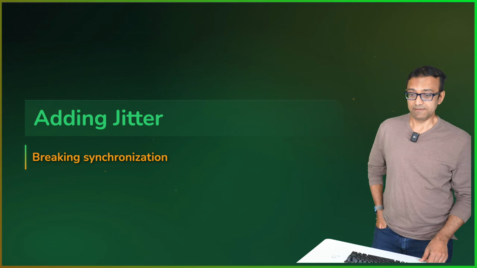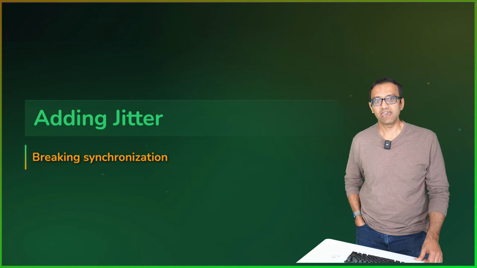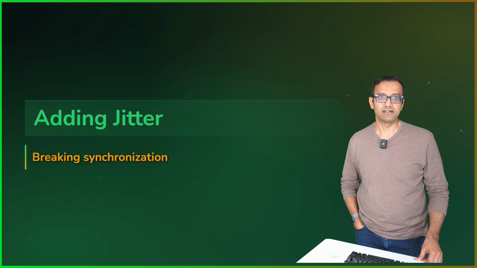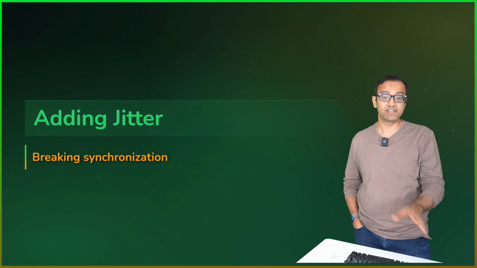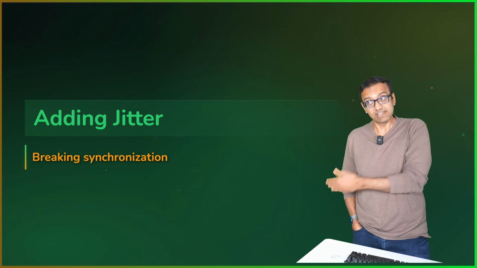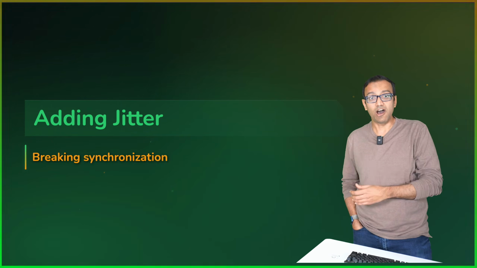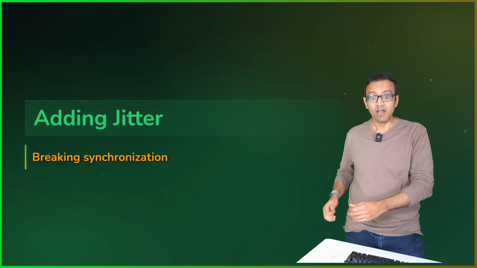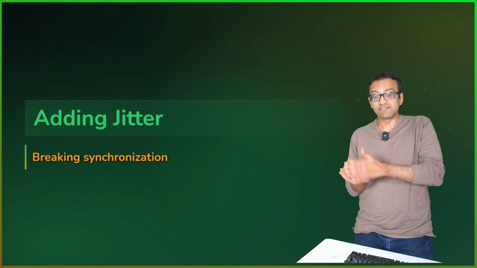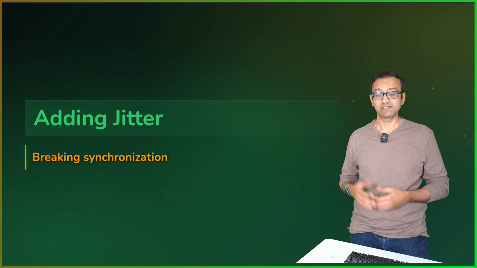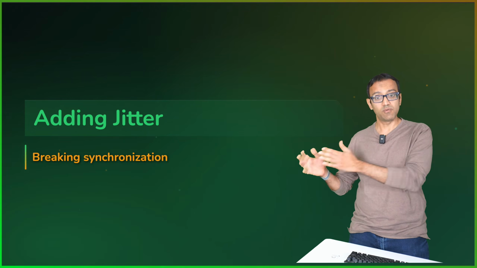Next is jitter. Jitter is another way you can solve the thundering herd problem. Exponential backoff does help, but you still have a problem of, let's say, 1,000 clients coming in. All those 1,000 have the same exponential backoff. So let's say 1,000 hit the first time, 1 second.